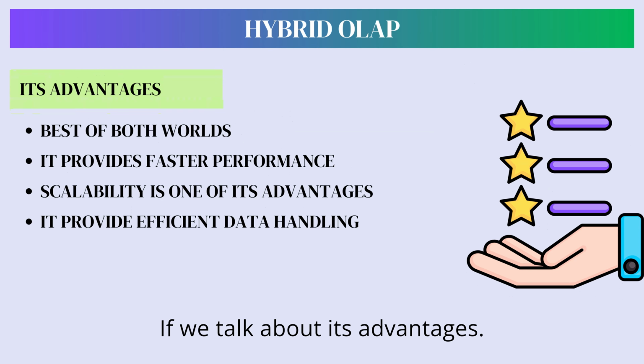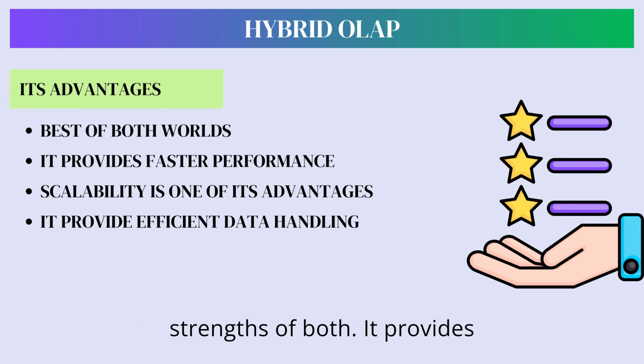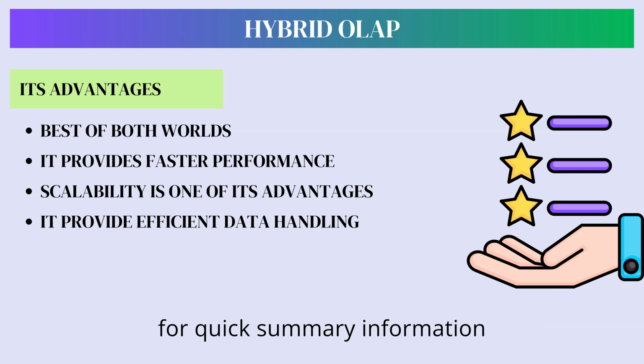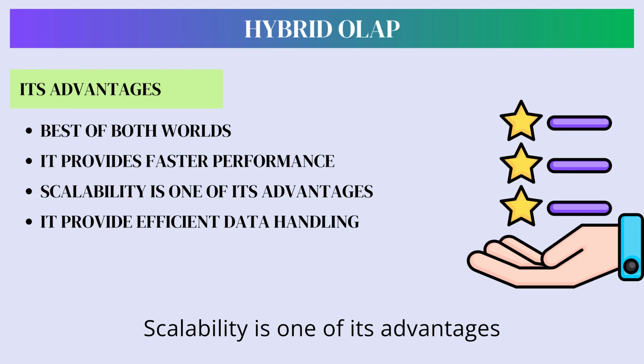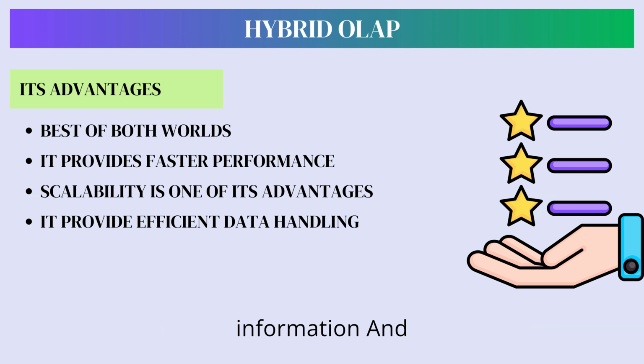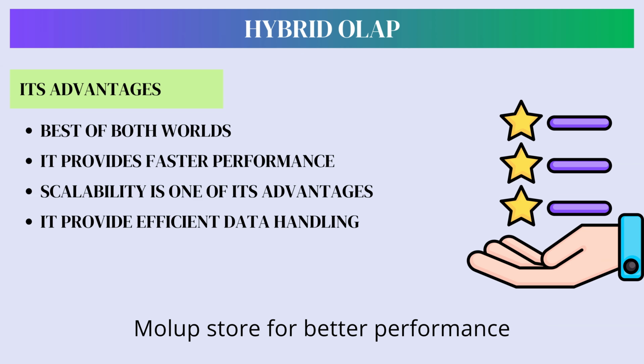If we talk about its advantages. Best of both worlds, that is, it combines the strengths of both. It provides faster performance, using cube technology for quick summary information. Scalability is one of its advantages. It can manage large volumes of detailed information. And it provides efficient data handling, that is, it stores summary data separately in the mollup store for better performance.